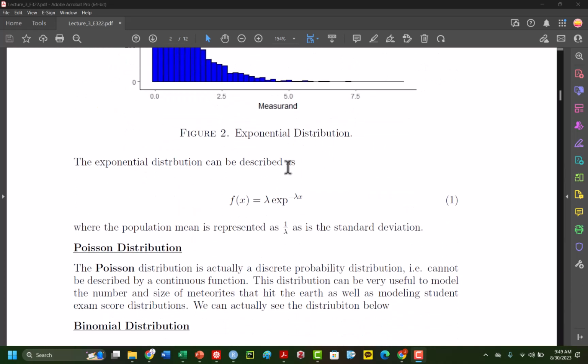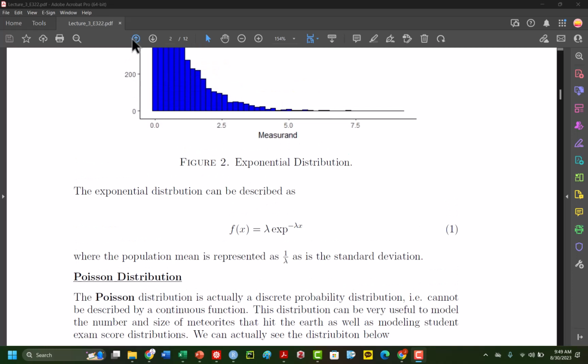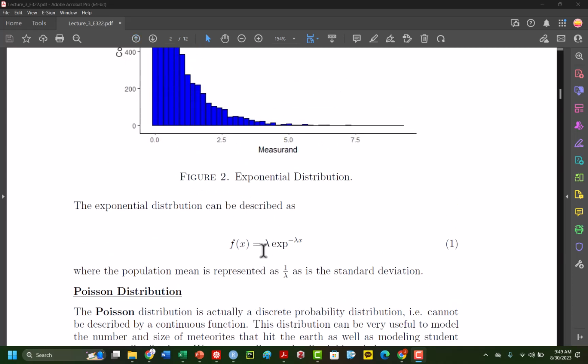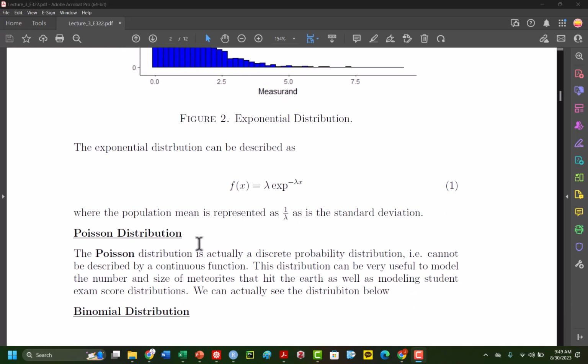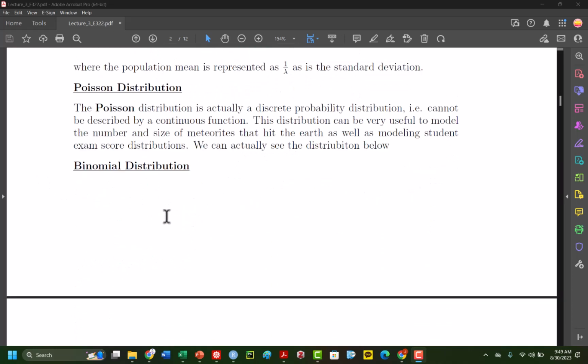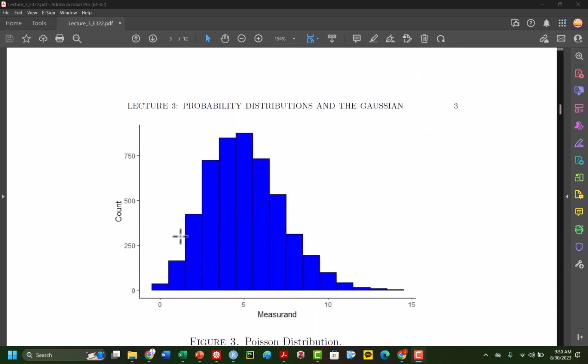So the exponential distribution you can kind of see here, and one of the key parameters is that the exponential distribution can be fit by a function, and typically there are some fitting parameters here that can be changed depending on the experimental system. And you can see usually it can be represented as the population mean or the standard deviation. Here is a unique one, because actually population mean and standard deviation are represented by the same variable, which is very unique. You could have a Poisson distribution, and we can kind of see the Poisson distribution.